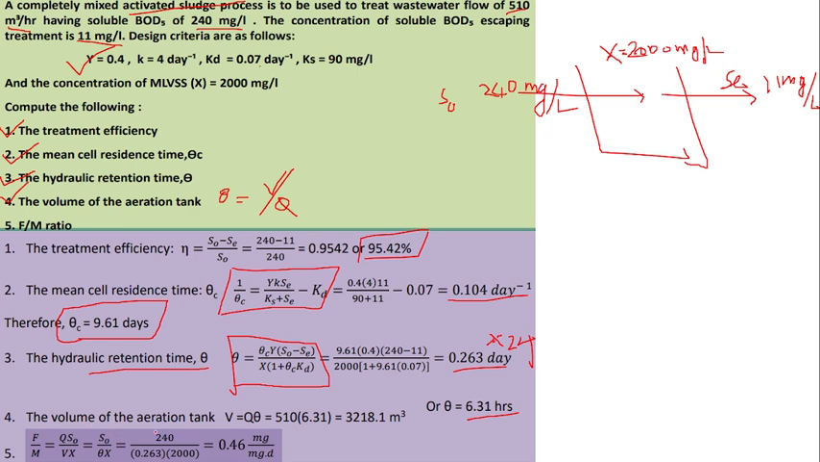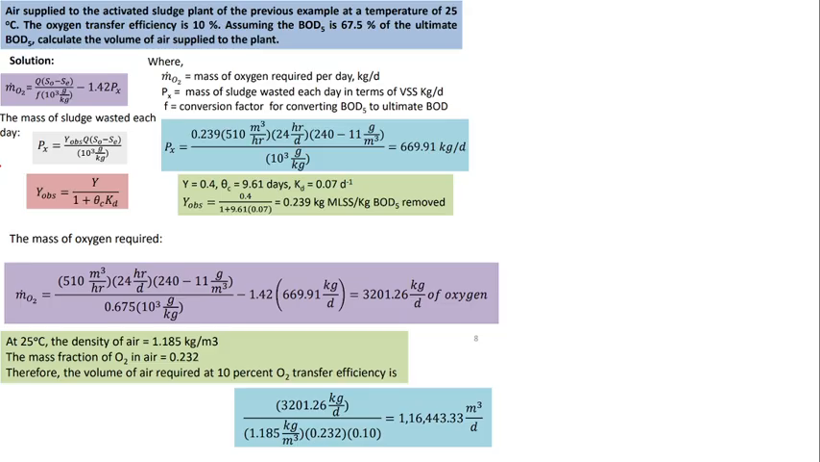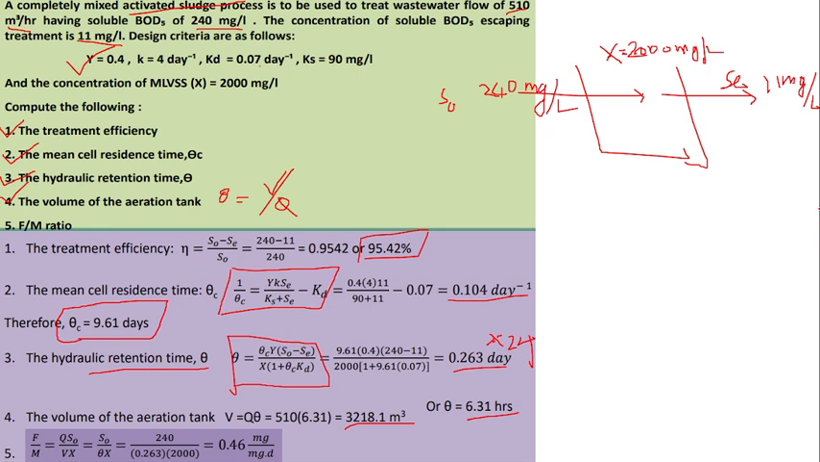And the volume of the aeration tank is given by V is equal to Q into theta. Q is 510 meter cube per hour into 6.31 hours, which is 3218.1 meter cube. So the next part of the problem is to obtain the F by M ratio. We know that F by M ratio is the food to microorganism ratio. It is given by the relation Q into S naught by V X, and this Q by V, V by Q is equal to theta, so Q by V is 1 by theta.